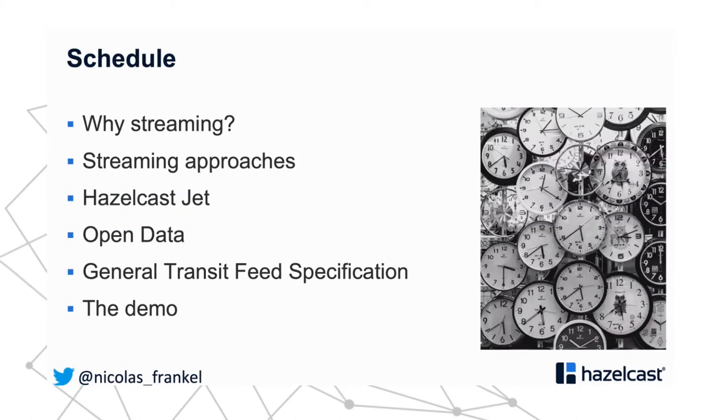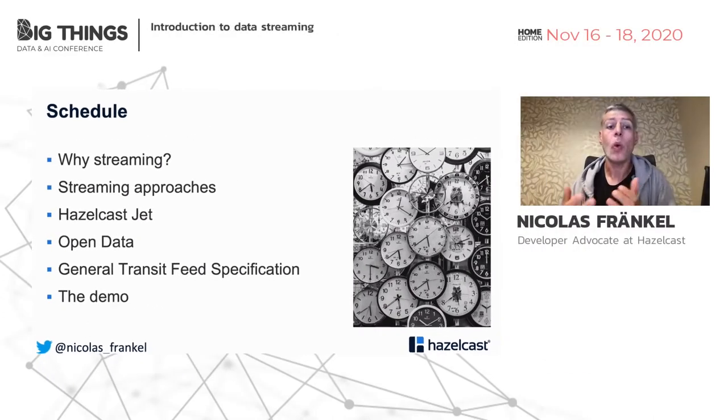In this talk, I will try to list the following points to lead you through its logical conclusion. The first question is, why do we do streaming? You might have heard about streaming a lot in the latest years, and why? There are a couple of streaming approaches, and we will see them. Then I will talk a bit about Hazelcast Jet because I need some implementation. Once we have defined streaming, I want to show you a demo. So I need data, so I will have a section about open data in general and about a specification called the General Transit Feed Specification. Finally, I will try to impress you with a demo of the map of all the trains in Switzerland in close to real time. So let's tarry no further and let's start.